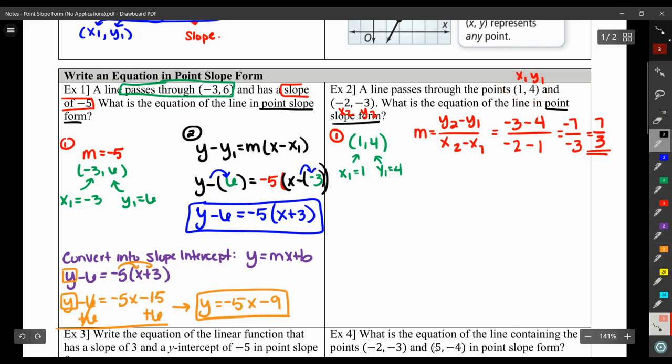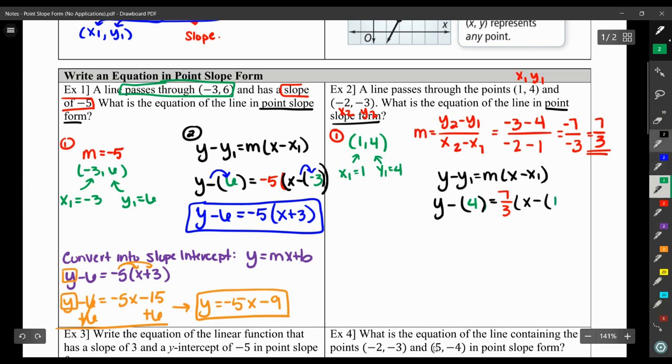We can plug in and use our point slope form. So let's plug in our information. So y minus y1, which is 4, equals m, which is positive 7/3, times x minus whatever x1 is, which is a positive 1. So now let's distribute and try to see if we can simplify.